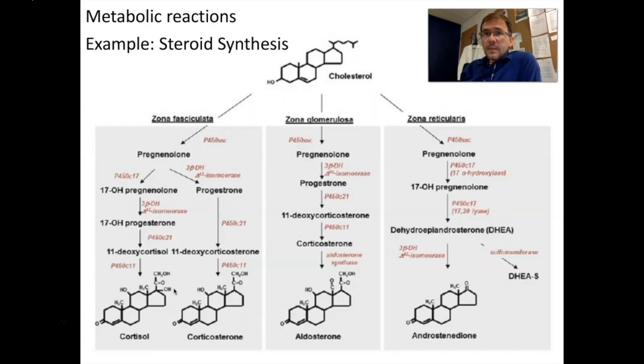roles. Okay. So this is a busy slide, and there's a lot going on, but I want to show you a real example of the way that these things can play out, and how you can take one molecule, a substrate, and convert it into all sorts of different things, depending on what enzymes are present.